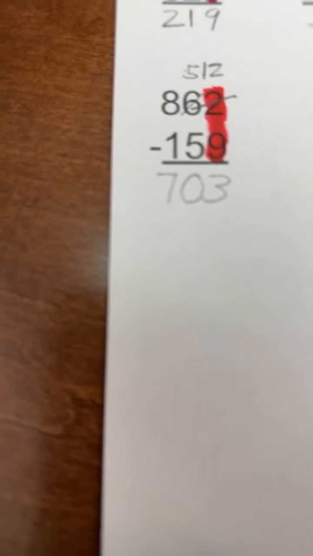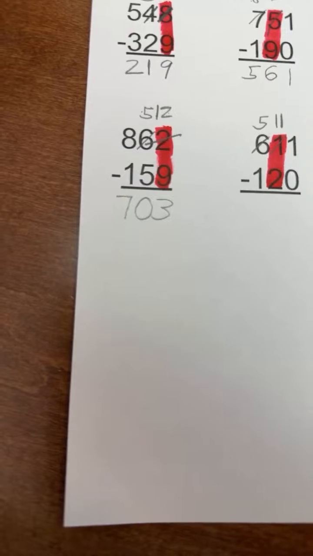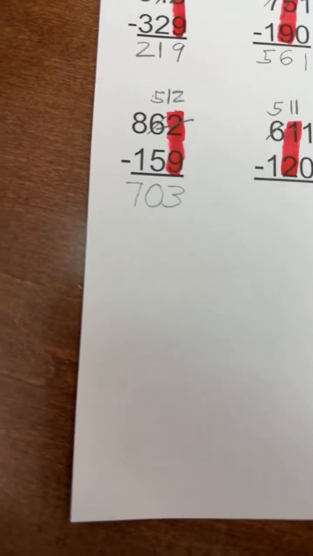All right, and 12 is bigger than 9, so we're ready to subtract, starting in the ones place. 12 minus 9 equals 3. 5 minus 5 equals 0. 8 minus 1 equals 7. And we have our final answer, 862 minus 159 equals 703.